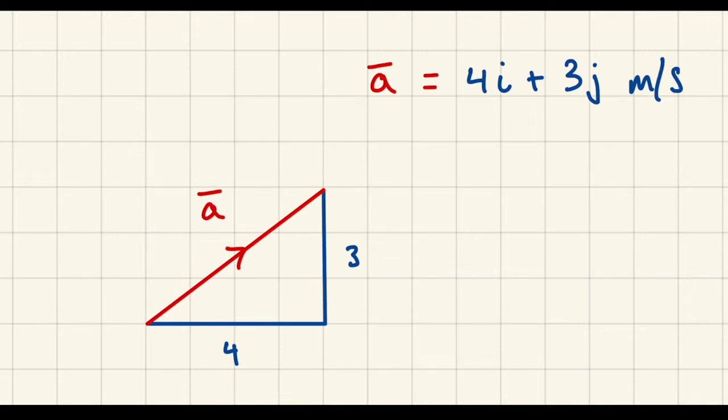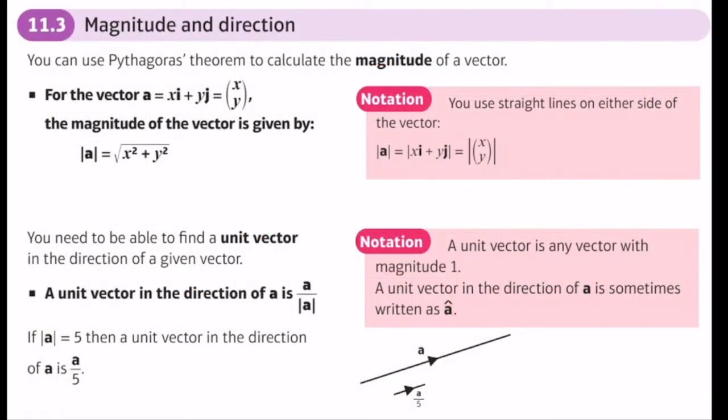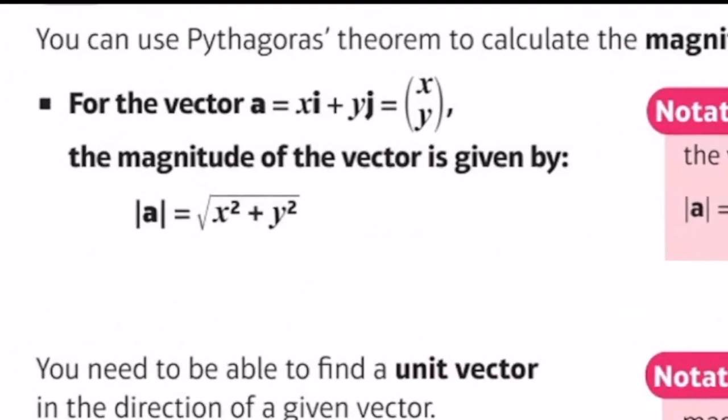We can use Pythagoras' theorem. To work out the magnitude, we would do 4 squared plus 3 squared, which is 16 plus 9, which is 25. So the magnitude of A would be the square root of 25, which would be 5 meters per second. We indicate that we are finding the magnitude with straight lines on either side of the vector, as shown here.